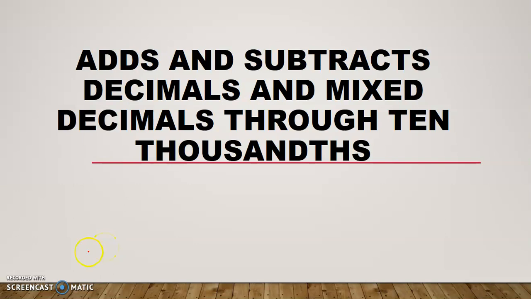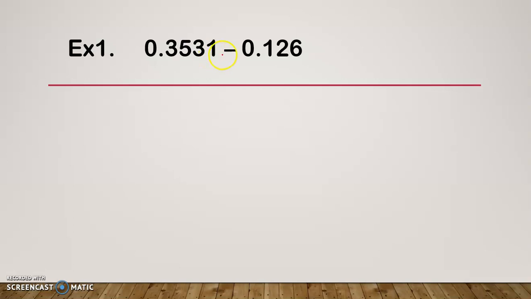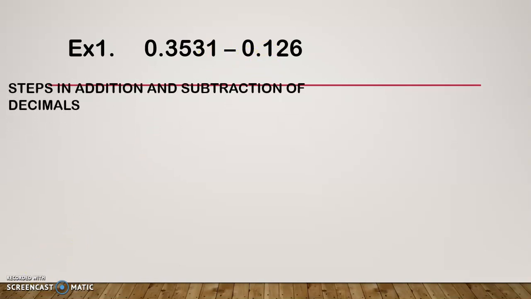Hello, eager young minds. Today we're going to talk about adding and subtracting decimals and mixed decimals through 10,000s. I have here an example: 3,531 10,000s minus 126 thousands. In adding and subtracting decimals, you have to follow the following steps.